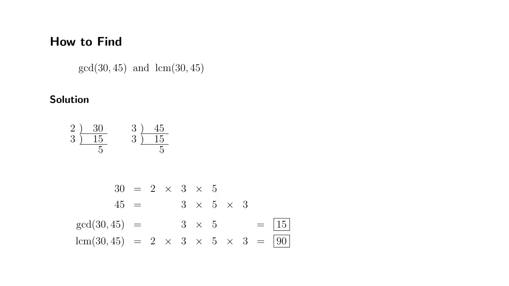Right? So that's how you find the greatest common divisor and the least common multiple using prime factorization. Right? That's it. I hope that this was clear.